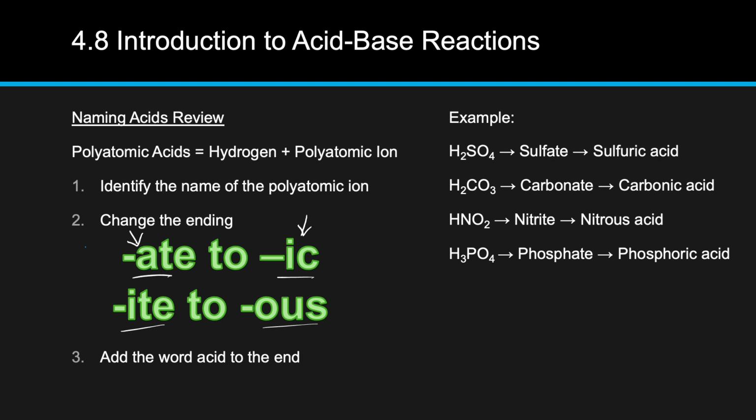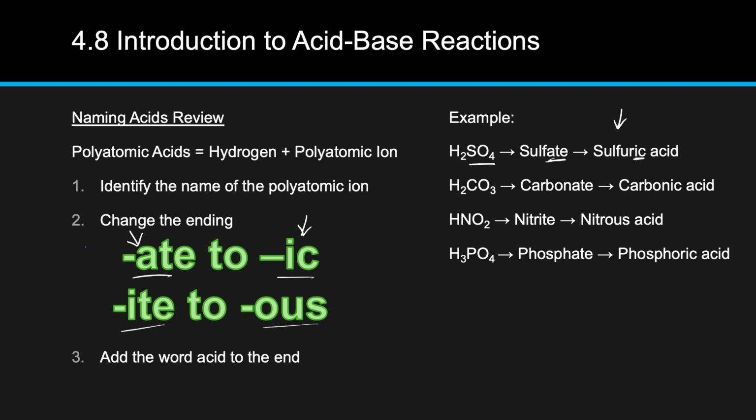So let's do some examples. First one, H2SO4. Our polyatomic ion present is SO4 2 minus, which is sulfate. So we're going to change the ending ate to ic. Now sulfur is one of those weird elements where we don't just use the root of the word, we use the entire word. So just keep that in mind. So this would be changed to sulfuric acid.